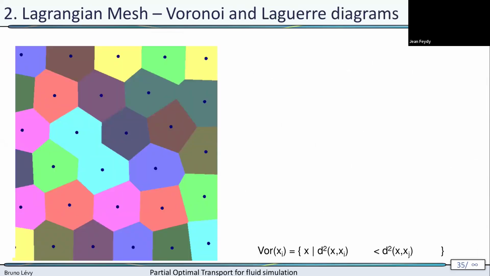A Voronoi diagram is defined like this. It's a partition of the space into different cells. One of the cells is, for instance, this one: the set of points that are nearer to this dot than to all the other dots. This is a Voronoi diagram. With this one, I cannot easily control the volume.